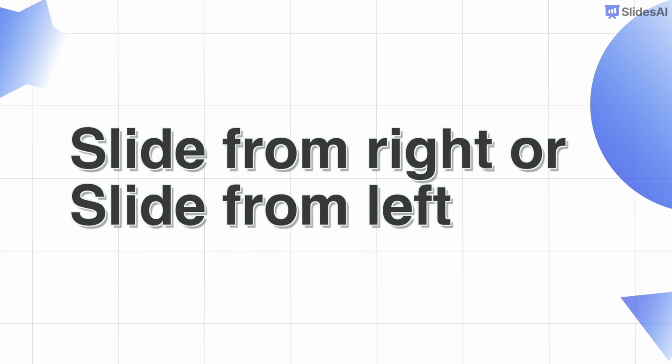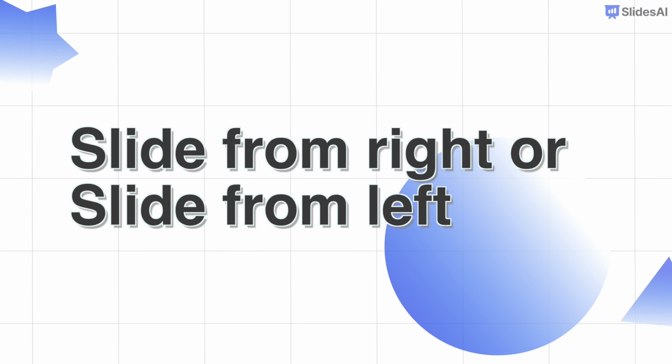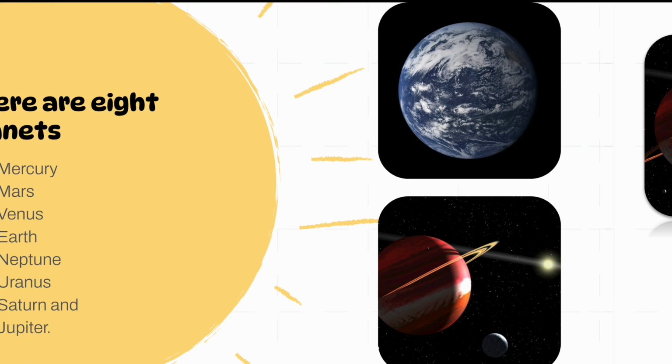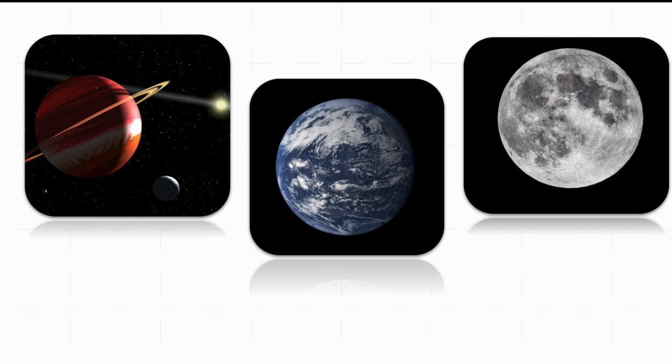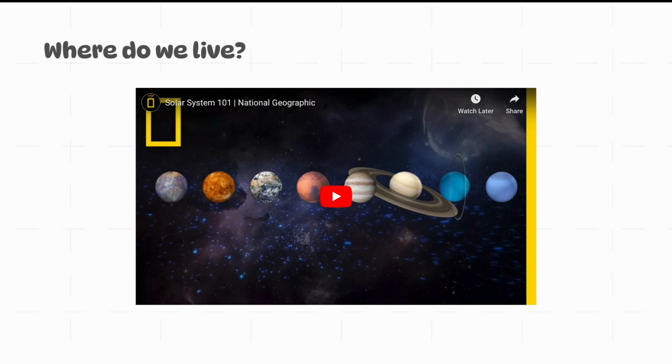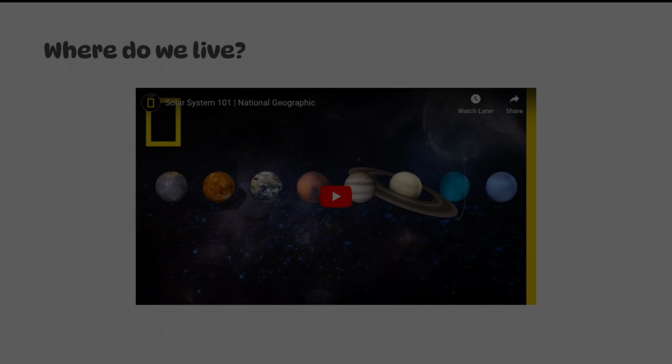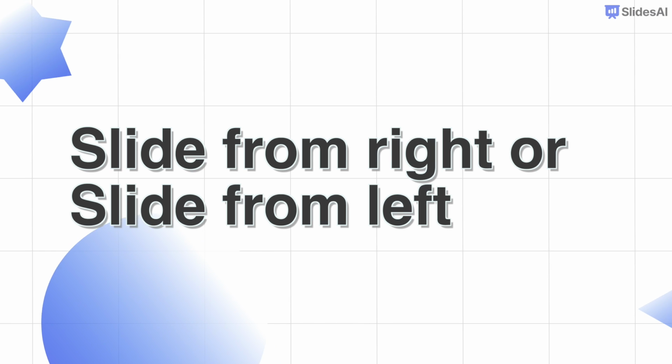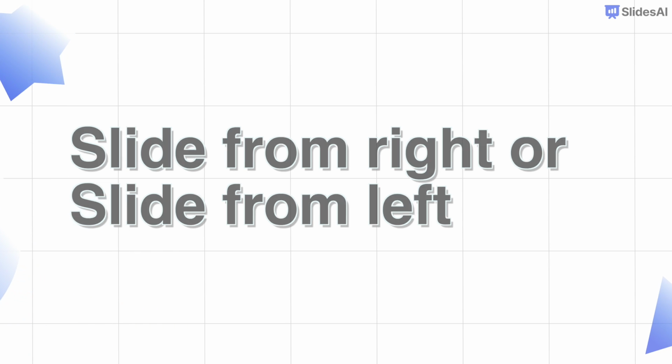Slide from right or left. In this transition, the new slide slides in from the right or left side, pushing the old slide out in the opposite direction. It is best for adding a sense of direction and progression.